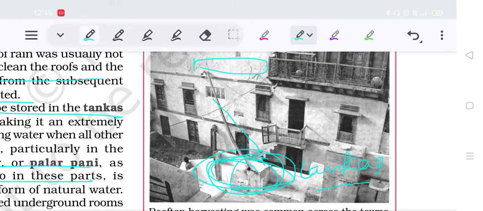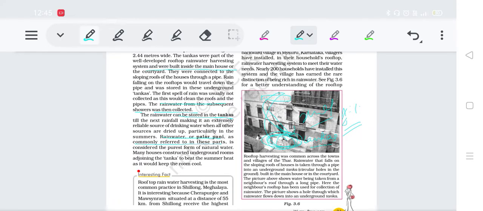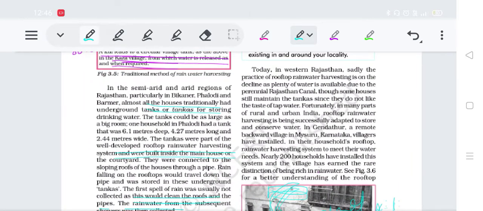So what happens here is on your roof there is water, and the first rainfall, they let the water pass through and they don't use it. First rainfall water is never used, okay, right? So they let it pass and it cleans the tank and it cleans the pipes, and from the second shower they start collecting water. So this is all about it. Roof water harvesting is common across the towns and villages. So now they have told us about it.